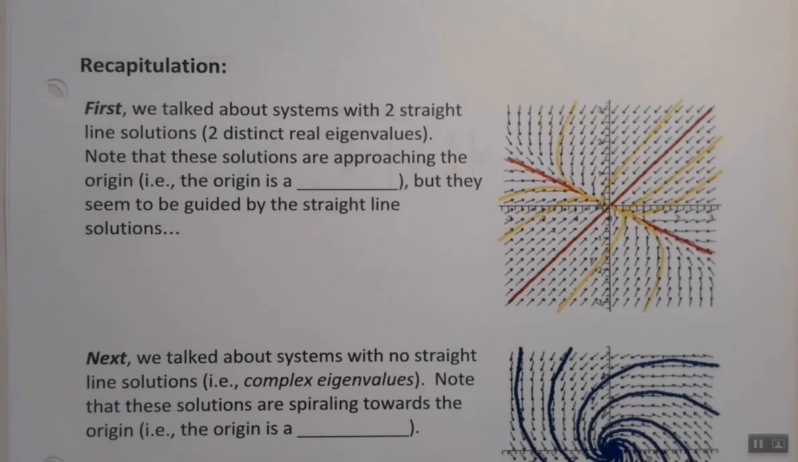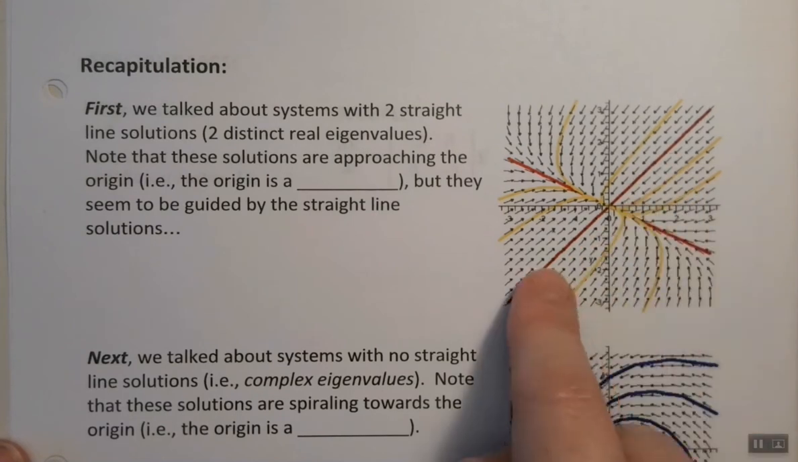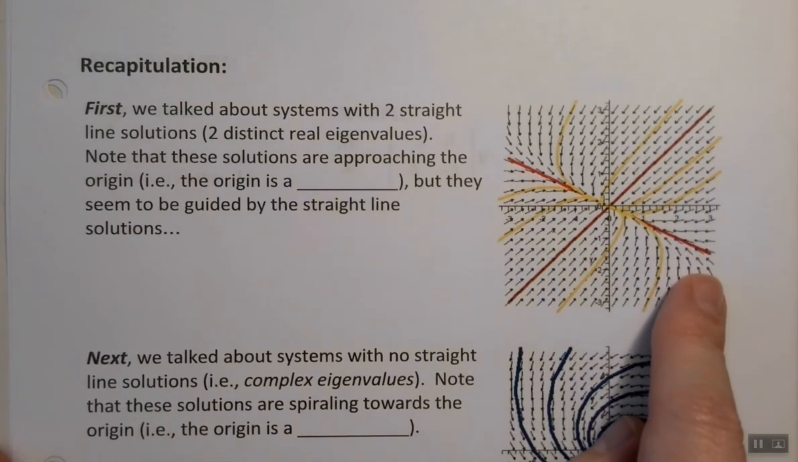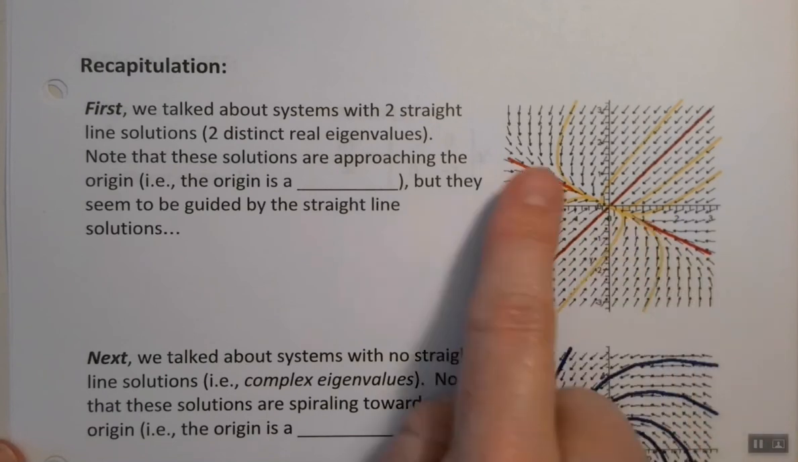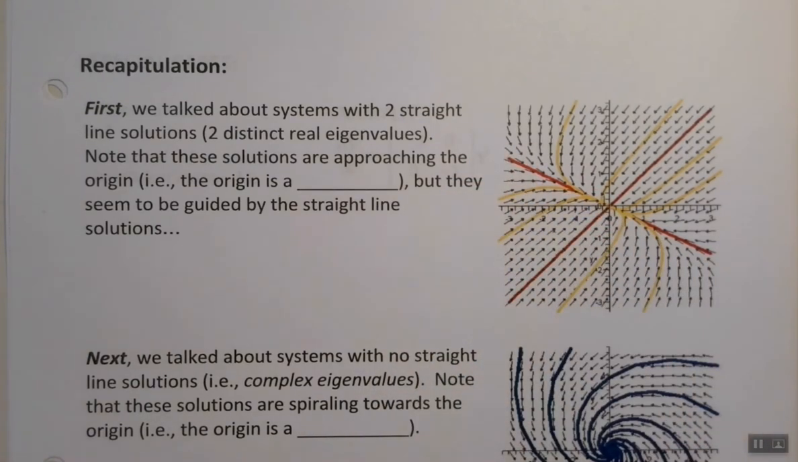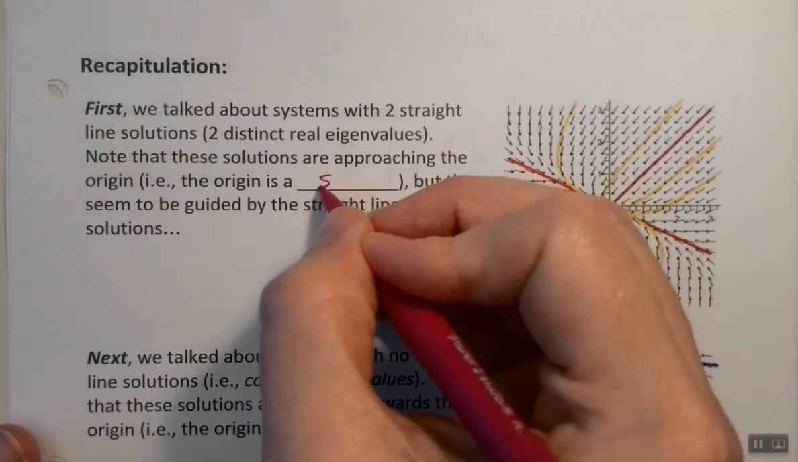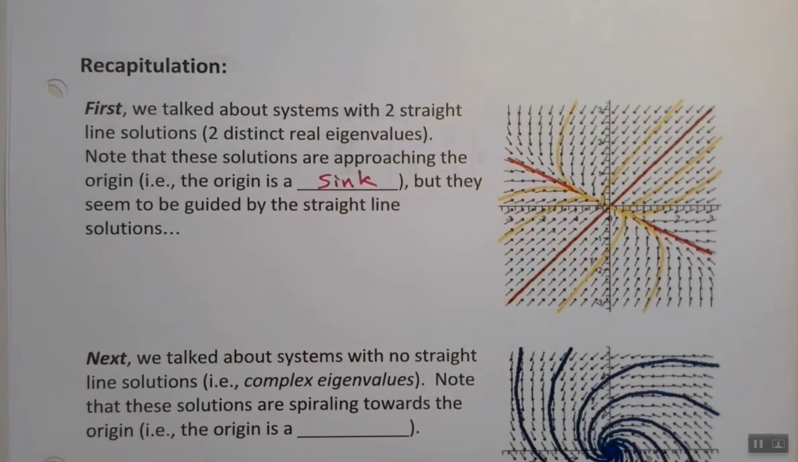The continuation of this video on page 54 recapitulates what's been going on up to this point. So far, we've talked about systems with two straight line solutions, very straightforward straight line solutions like these two here. In this case, everything is moving along the straight line solutions towards the origin, which means that we would consider the origin to be a sink. Hey, I got it right that time. But they also seem to be guided by the straight line solutions themselves.